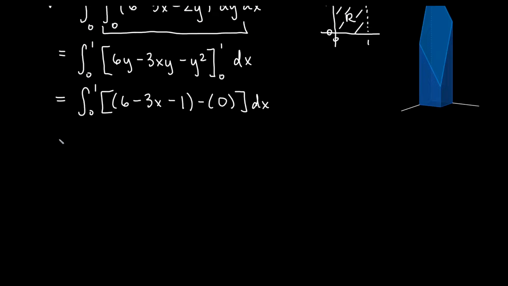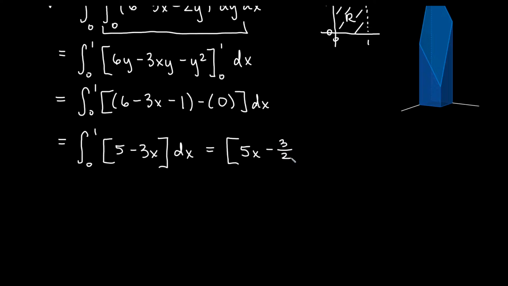Okay, let's go ahead and clean this up a bit. So we'll say the integral from 0 to 1 of 6 minus 1 is going to give us 5 minus 3x, minus 0 won't change anything. And now we will integrate this dx, easy integration. We'll get 5x minus, power rule: power goes up by 1, divide by the new power, so x squared and divide by 2 gives us 3 halves x squared, and then we'll evaluate from 0 to 1.